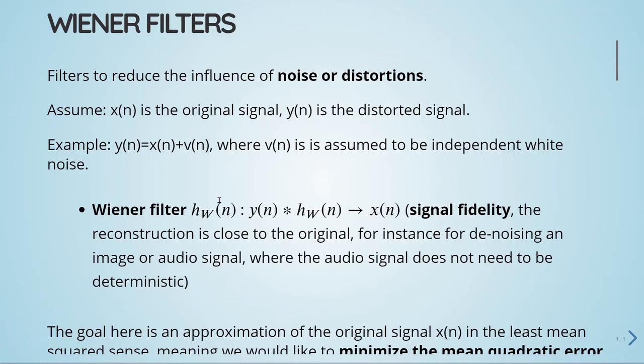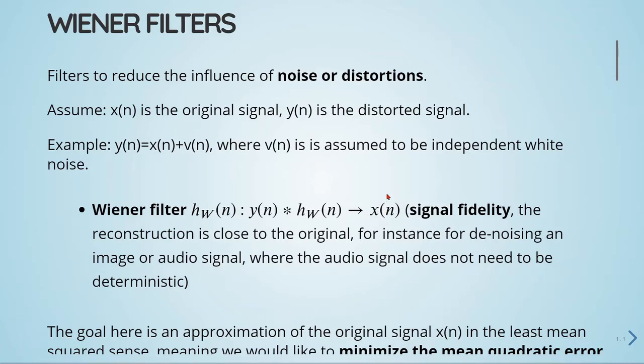So the Wiener filter will have this h_W[n], and we will convolve h_W[n] with our distorted signal, and we'll get back our x[n], our original signal. So that's the idea of what we want to achieve.